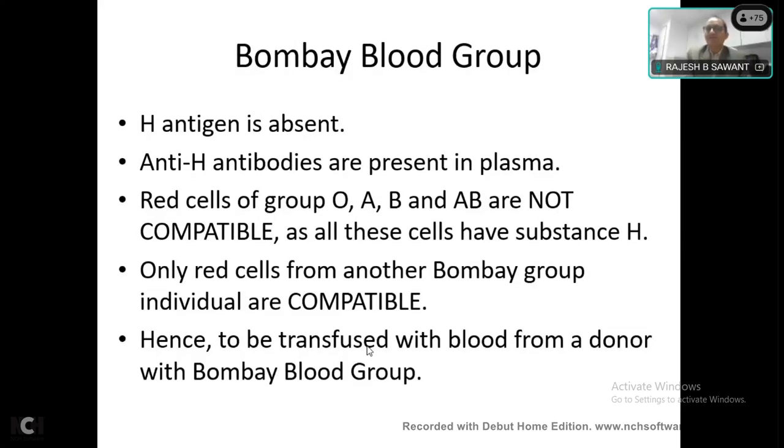So what happens in the Bombay phenotype? H antigen is absent, and therefore, if the antigen is absent, the corresponding antibody will be there. So anti-H antibody will be present in the plasma of that particular individual, right? So if you take normal O cells, A cells, B cells, or AB cells, they all will have H substance. And therefore, none of these will be compatible with the plasma or with the blood of a Bombay phenotype individual. Okay. So only red cells from another Bombay group individual are compatible.